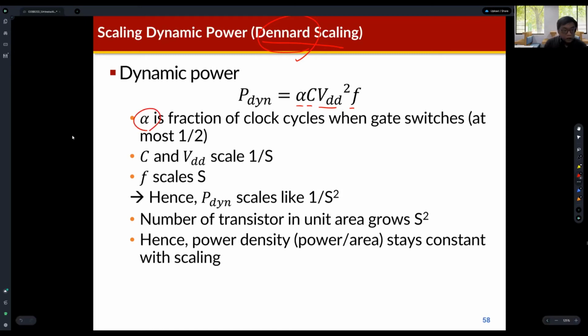So we cannot change this alpha. The alpha, the activity factor, is usually 1/2. Okay? We cannot change it because this is usually determined by the application, but an application usually touches every part of the CPU. So the activity factor is actually very similar. Okay.